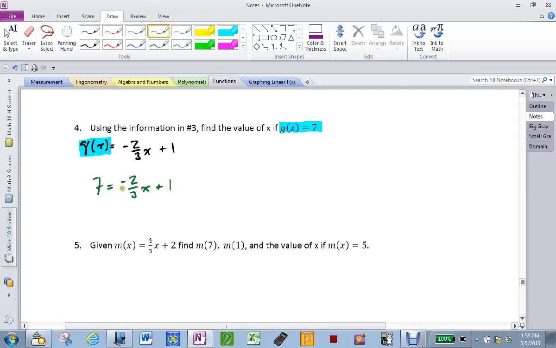Do I know how to solve that? What's the job of algebra? Oh, you could take away the 1. Minus 1 minus 1. So 6 equals negative 2/3 x. Now what do I got to get rid of? I don't know how to get rid of the 2/3. I got to get rid of this divided by 3, yes? So I'm going to multiply by 3 to get 18 equals negative 2x. Now what?